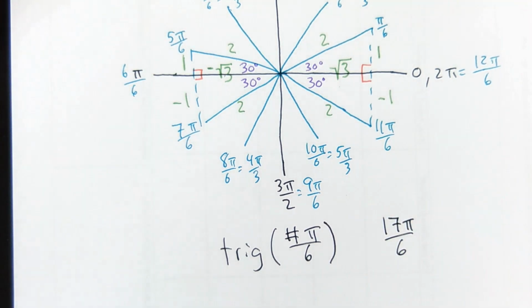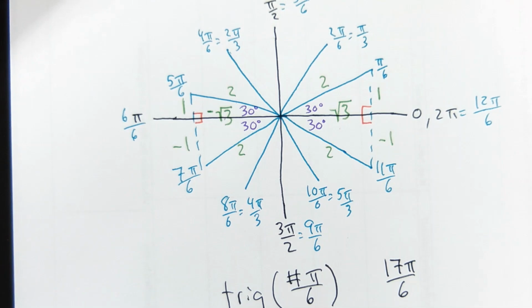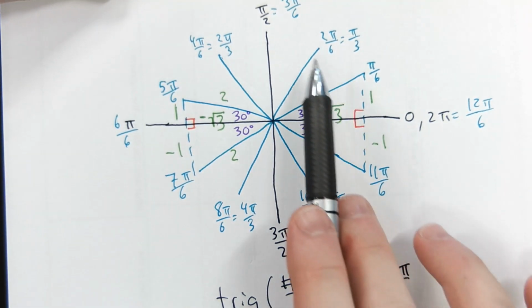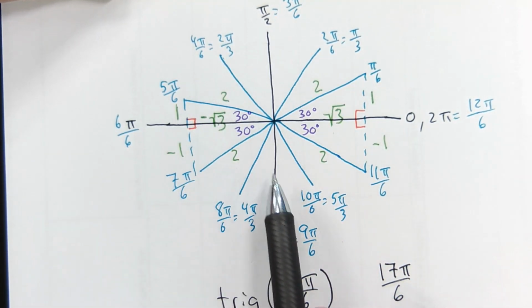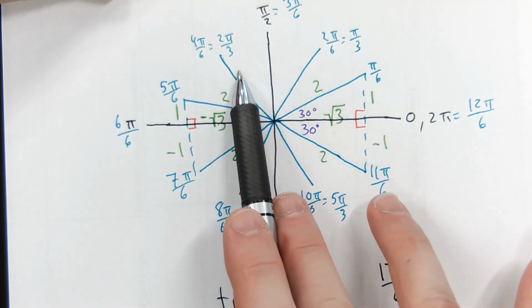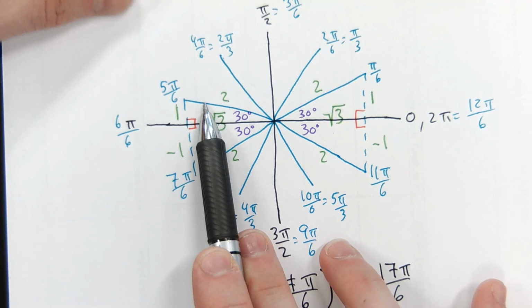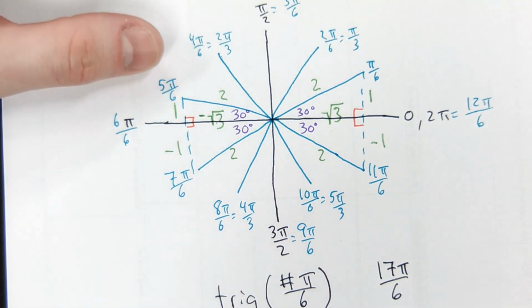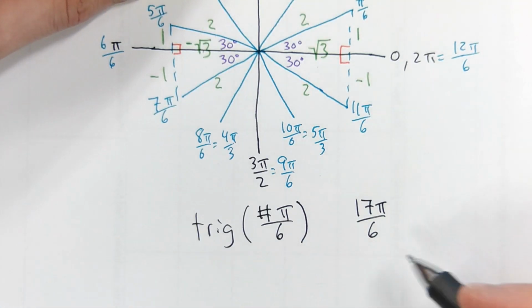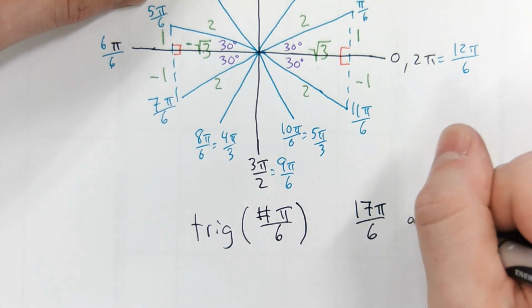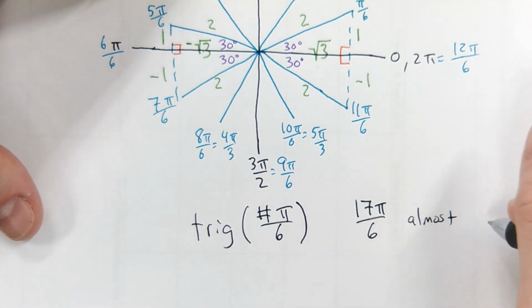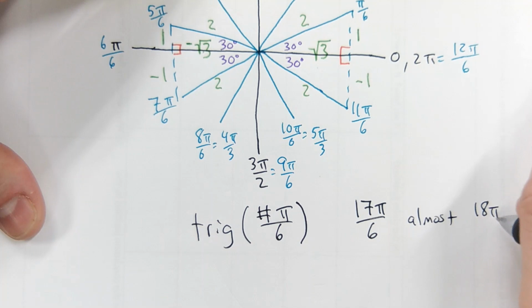We could count. Here we go, counting to 17. 1, 2, 3, 4, 5, 6, 7, 8, 9, 10, 11, 12, 13, 14, 15, 16, 17. There is 17 pi over 6, excuse me. Or we could realize that 17 pi over 6 is almost 18 pi over 6, which is 3 pi.